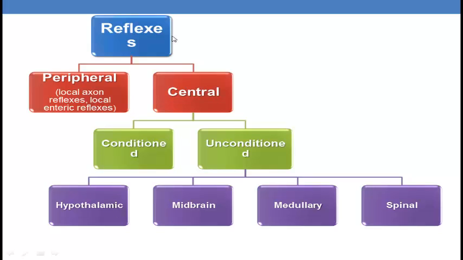Reflexes can be divided into central and peripheral. Peripheral reflexes are local axon reflexes and local enteric reflexes. Local axon reflexes are well explained with the cardiovascular system. It is related to circulation, but not in the scope of this module of motor nervous system. And local enteric reflexes are also not in the scope of this module, but can be explained more in lectures of GIT, for example.